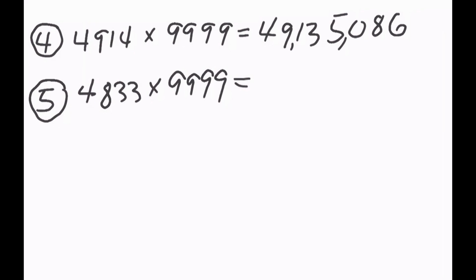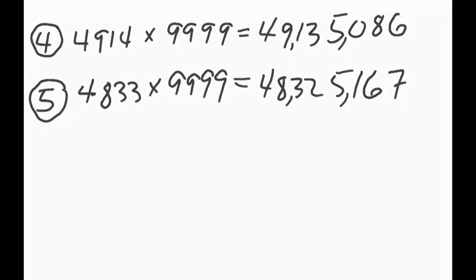So our trick says take that 4833, subtract 1 from it. So we get 4832. And now we go with the complements. The 9's complement of 4 is 5. The 9's complement of 8 is 1. The 9's complement of 3 is 6. And the 9's complement of 2 is 7. So now we can read our number off. And the answer is 48,325,167.